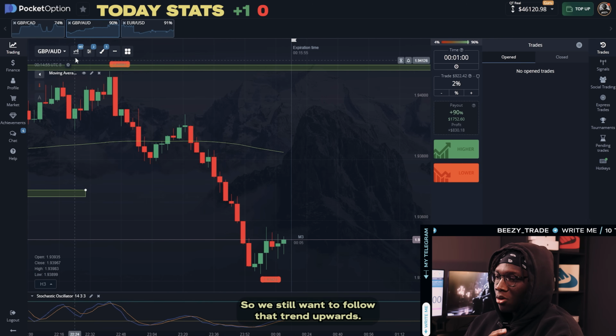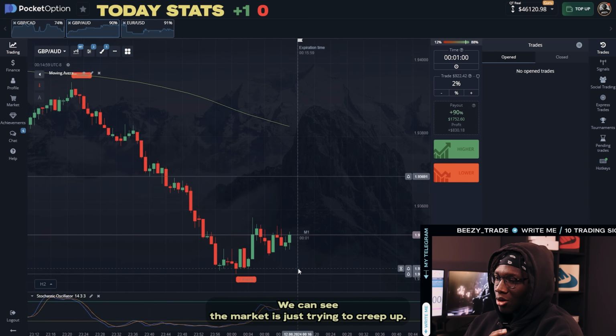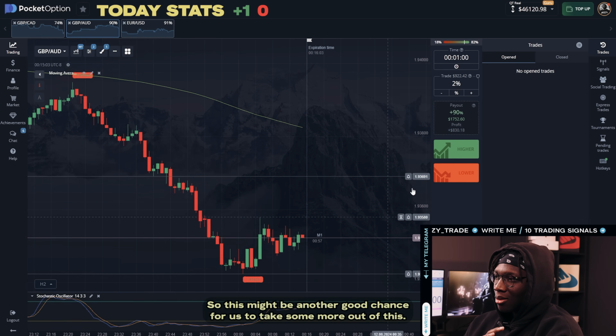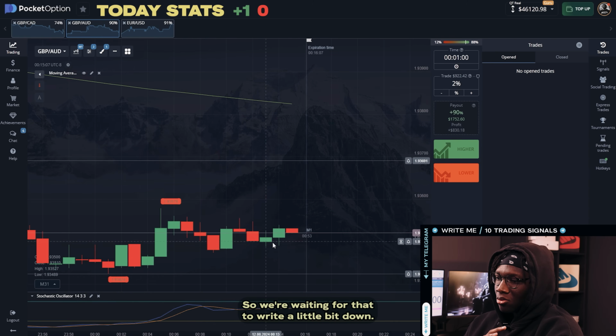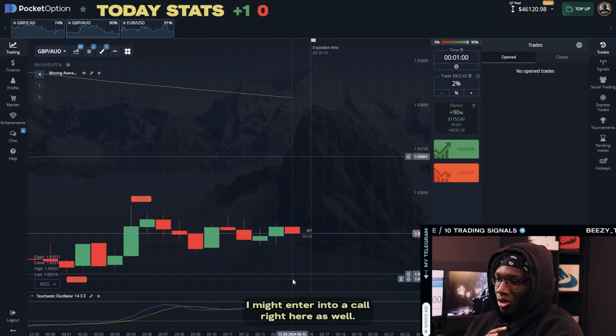So we still want to follow that trend upwards. If we go back to our 3 minutes, we can see that the market is just trying to creep up. So this might be another good chance for us to take some more out of this. So we're waiting for that to ride a little bit down. I might enter into a call right here as well.